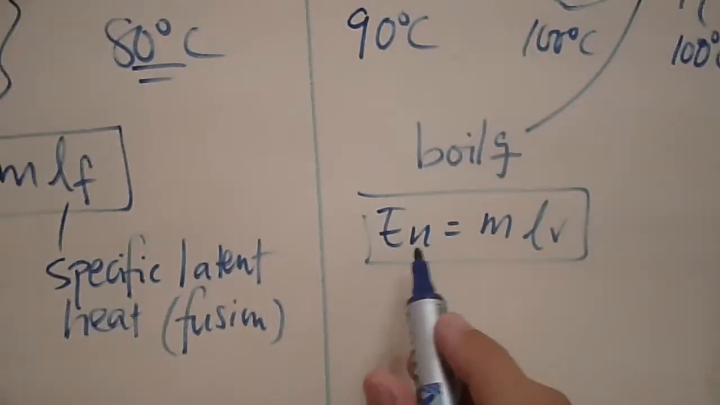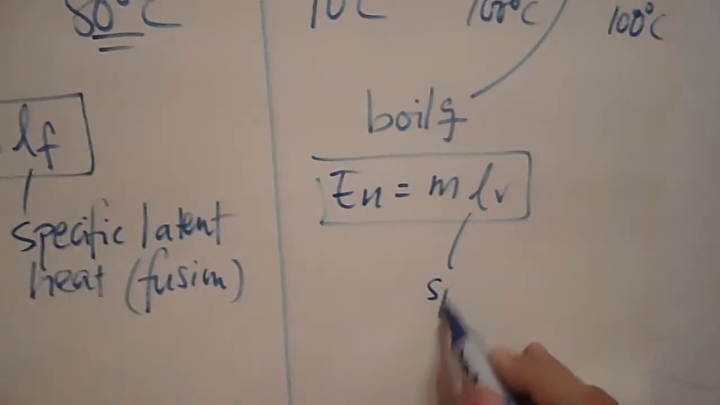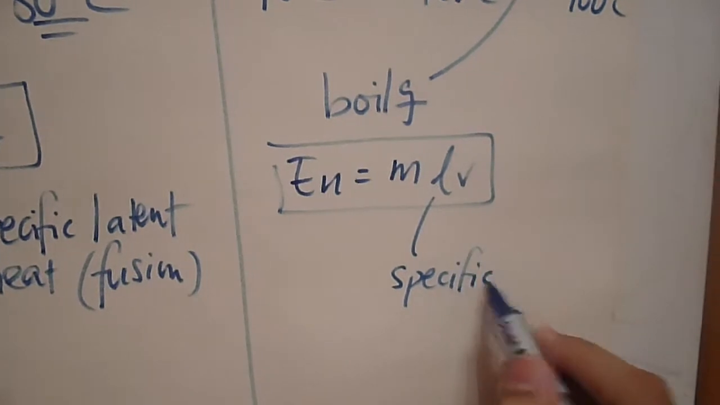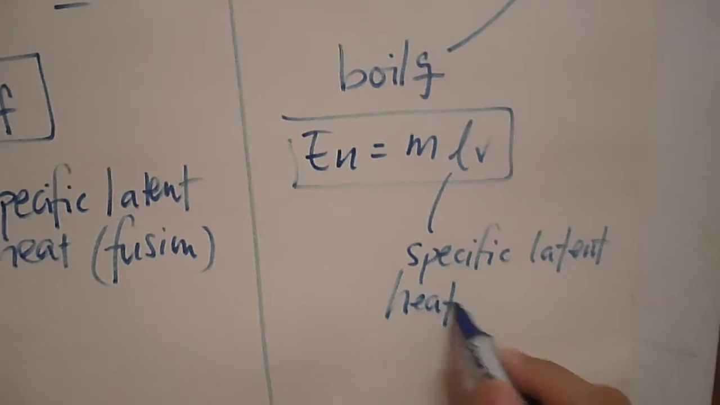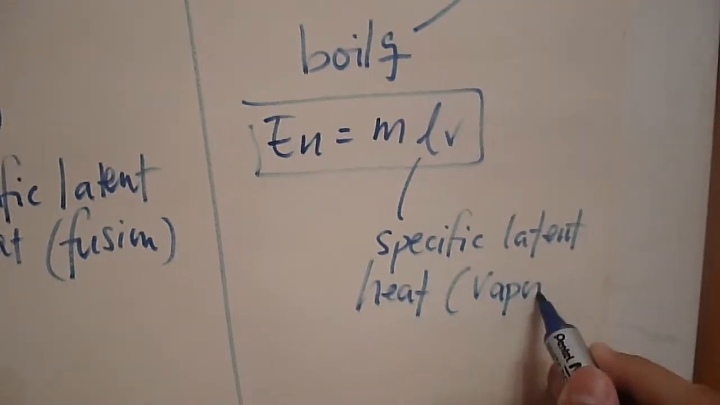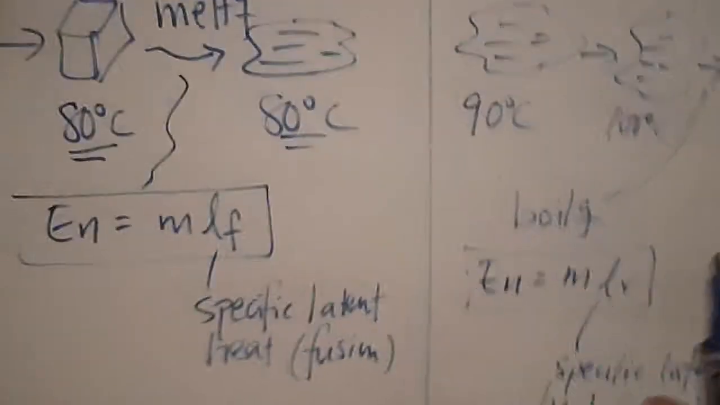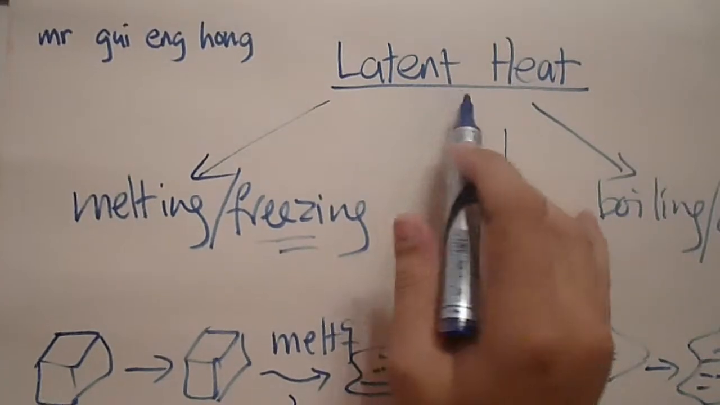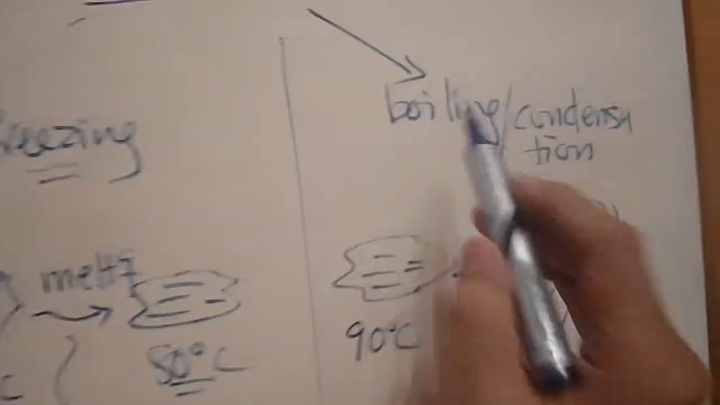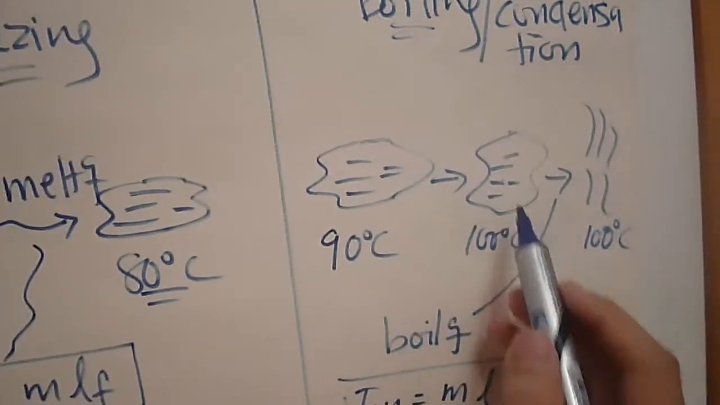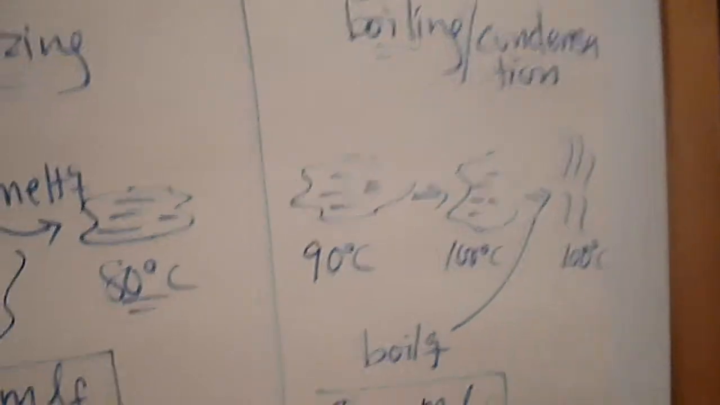It reads this way: energy equals mass times specific latent heat of vaporization. So latent heat refers to the energy taken in or given out. For boiling, the liquid has to take in energy. For condensation, the gas will give out energy.